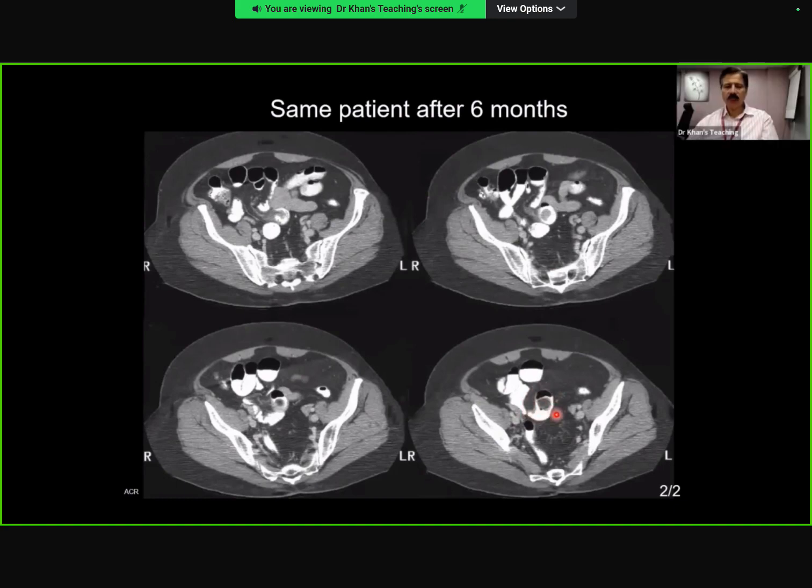fatty density, and the key thing was to see the Hounsfield unit. But what I am showing you is that in an adult, whenever there is a bit of intussusception, you can see mesentery being pulled into the lumen. There must be a lead point.